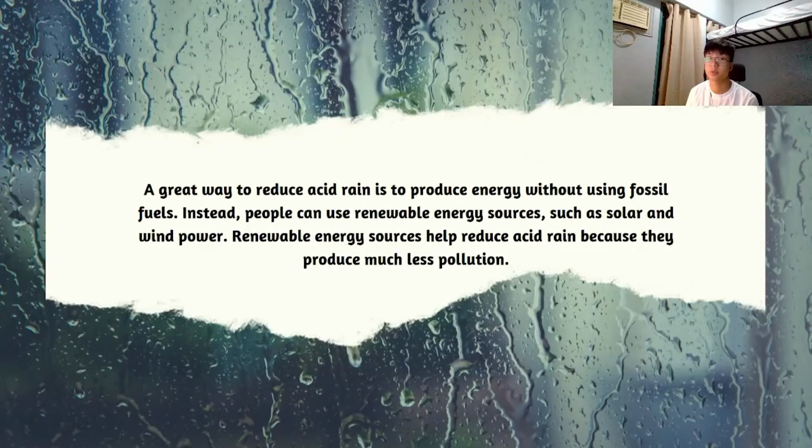Of course, there is a way to reduce acid rain, which is to produce energy without using fossil fuels. Instead, people can use renewable energy sources such as solar and wind power. Renewable energy sources help reduce acid rain because they produce much less pollution.